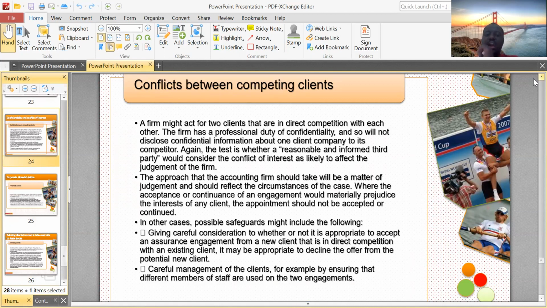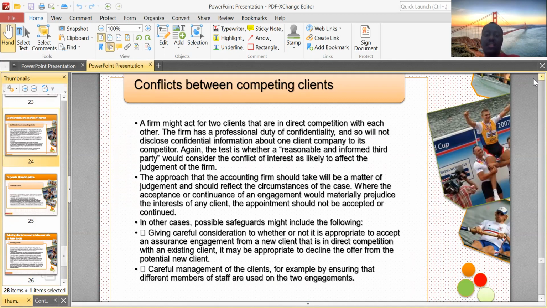So the approach that the accounting firm should take will be a matter of judgment, and should reflect the circumstances of the case. Where the acceptance or continuance of an engagement will materially prejudice the interest of any client, the appointment should not be accepted or continued. So careful consideration should be taken when an auditor is going to accept engagements that involve competing clients. So let's say the auditor already has MTN in its portfolio and wants to add Vodafone. At that point, they should be careful. They should be more aware, because when we are dealing with competing clients, it becomes a lot more complicated.